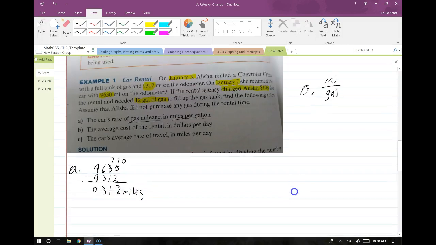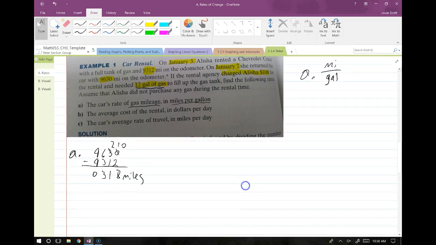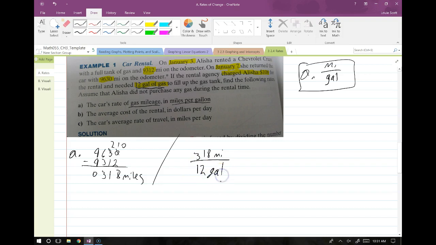Miles. Now, they want this in per gallon. So we just need to recognize that she had 12 gallons of gas. So now that we have both those quantities, we know that we want miles in the numerator, gallons in the denominator. We just need to throw them in there. So we have 318 miles over 12 gallons.